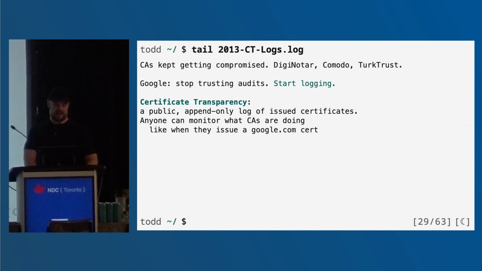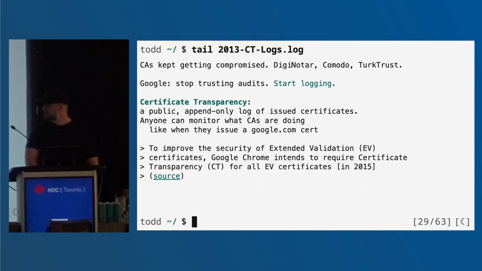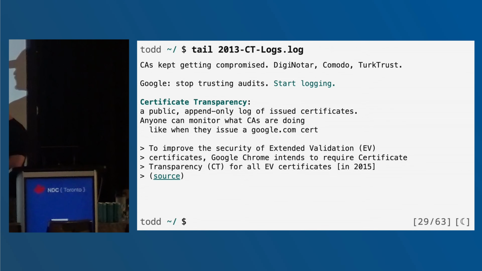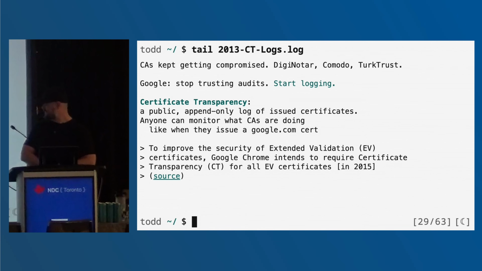That way, anybody, especially Google, can monitor what all the CAs are doing, like when a google.com certificate is issued. Now, they didn't get the CAs to agree with this. They just showed up one day and said, you know what? To improve the security of certificates, Google Chrome is going to require certificate transparency for all EV certificates starting in 2015. It was later expanded to all certificates in 2018.